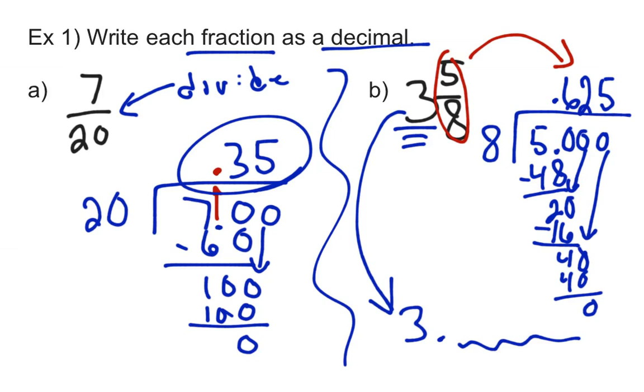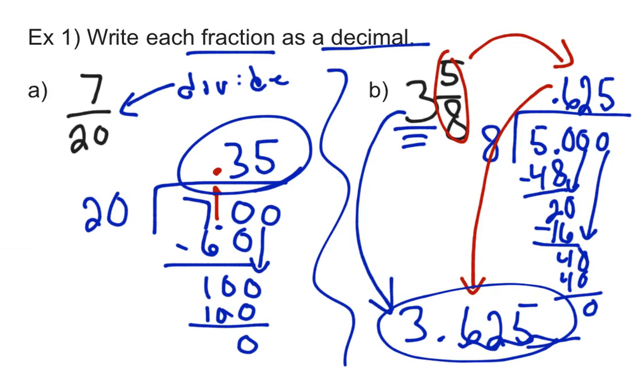And now let's not forget, we already brought our whole number down. I just have to take that decimal and bring it on to the end here. So that 0.625, I already have 3 point. I have to add on the 625. So the final answer is 3.625.